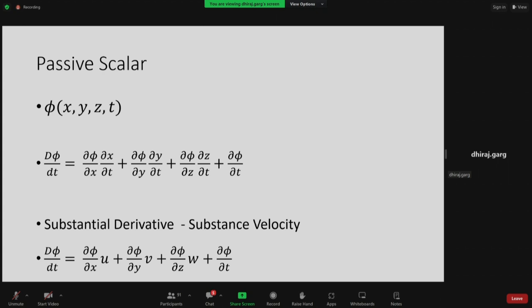That's why in post-processing, new software has the technique of injecting neutral particles to see the flow field also.